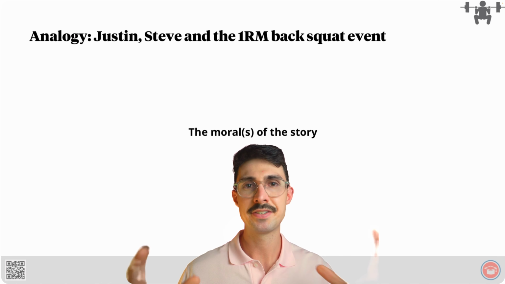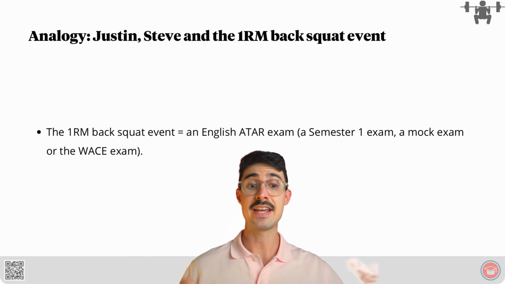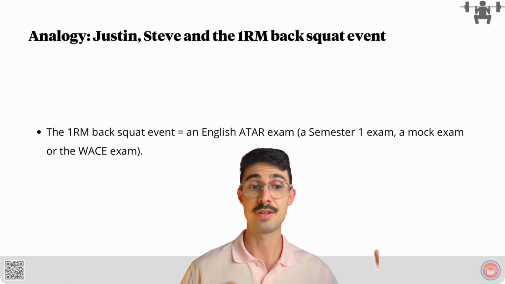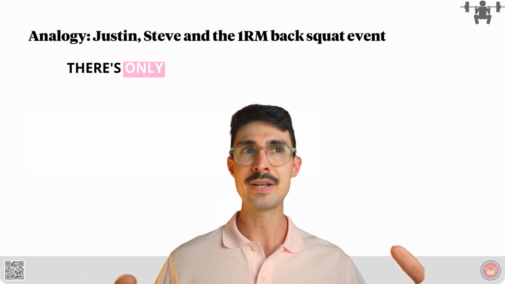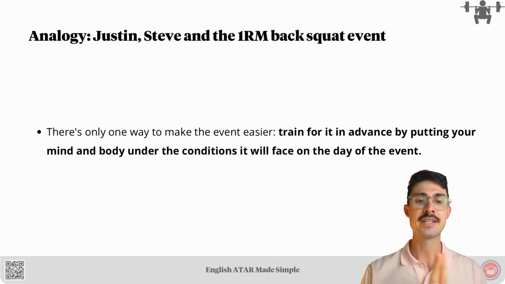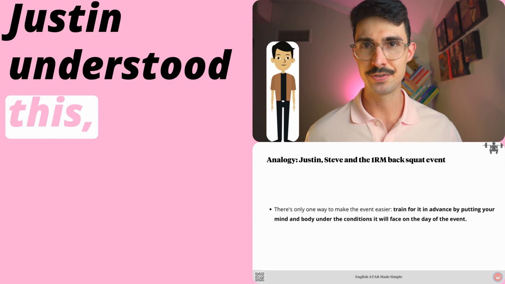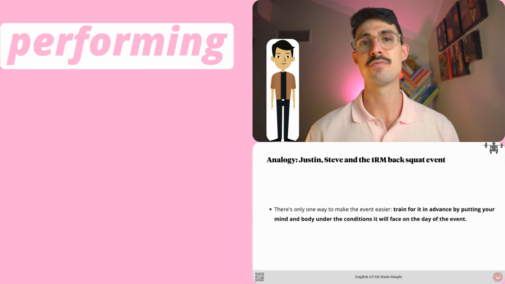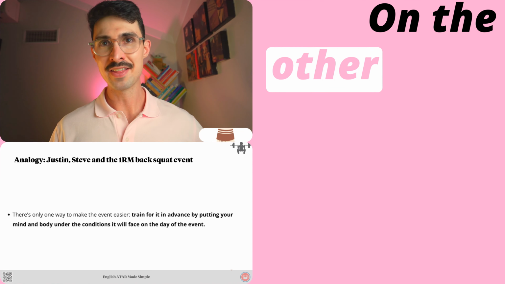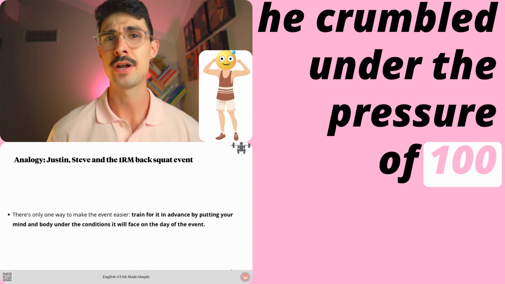Here are the reasons why I just told you that elaborate analogy. The 1RM back squat event equals an English ATAR exam, whether that be the one you do in semester 1, the mock exam, or your WACE exam. There's only one way to make that event easier. Train for it in advance by putting your mind and body under the conditions it will face on the day of the event. Justin understood this, and it's why he achieved his goal of performing a 100 kilo 1RM back squat in the competition. On the other hand, Steve didn't understand this, and this is why he crumbled under the pressure of 100 kilograms on his back.